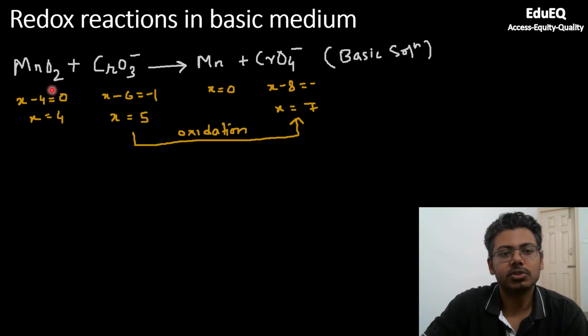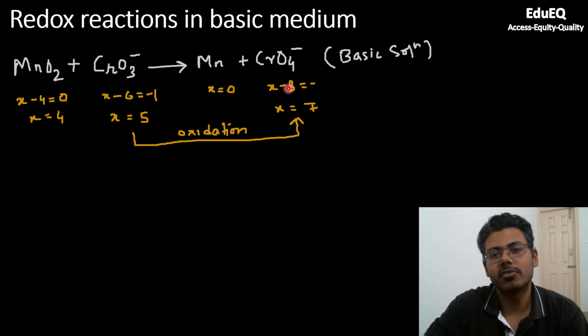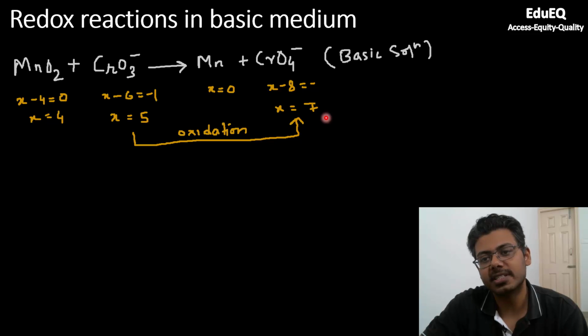Let us start. First, quickly write the oxidation state of each central atom. For MnO2, I have assumed manganese is X, oxygen has minus 2, two atoms, so X minus 4 equals 0, X is 4. Similarly for chromium it will be 5. Manganese is 0 because it's in pure elemental form, and chromium here will be 7. So this is an oxidation reaction. You can very easily see this is loss of electrons. So 5 is losing 2 electrons to become 7.